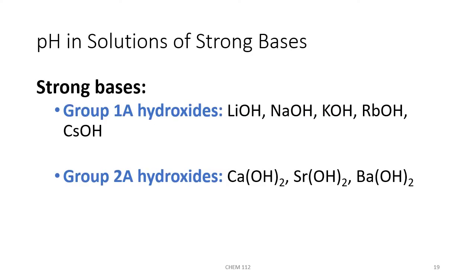We can also calculate the pH in solutions of strong bases. Strong bases are going to be metal hydroxides. So group 1A metals, such as lithium hydroxide, sodium hydroxide, potassium hydroxide, rubidium hydroxide, cesium hydroxide, and some group 2A metals: calcium hydroxide, strontium hydroxide, barium hydroxide. Hydroxides such as magnesium hydroxide are usually missing because they're not very soluble. So in water they tend to form a solid precipitate rather than dissolving.